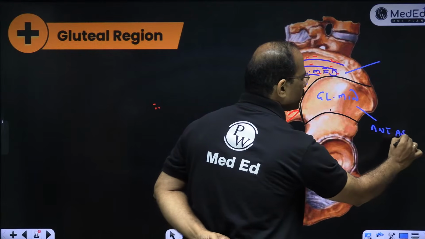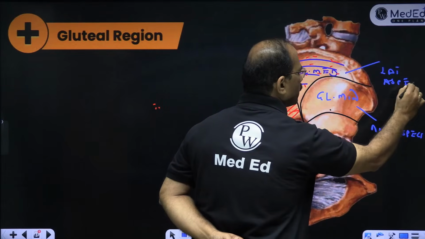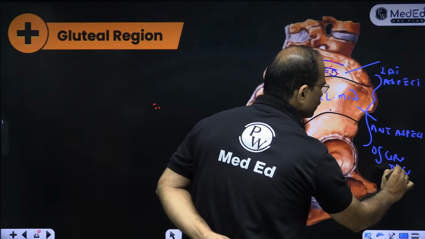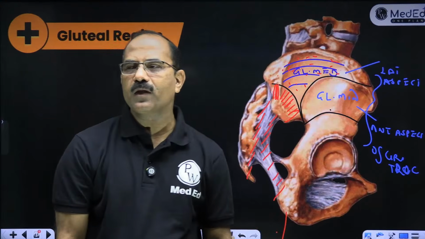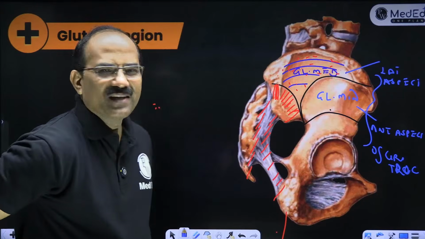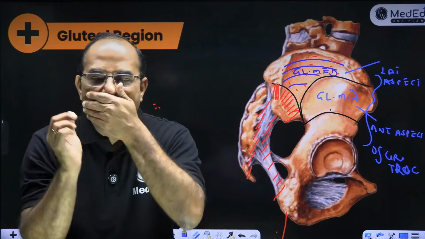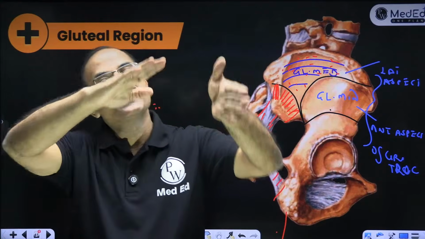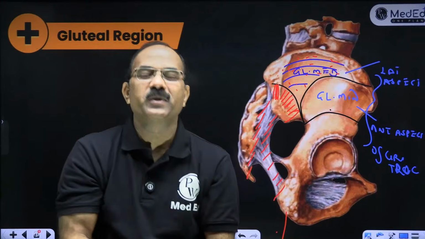Anterior aspect, and this is the lateral aspect of the greater trochanter. On the anterior aspect of the greater trochanter. There is nothing on the outer lower part, child. Okay. So where is the insertion of gluteus medius? On the lateral aspect of the greater trochanter. Gluteus minimus is inserted on the anterior aspect of the greater trochanter.